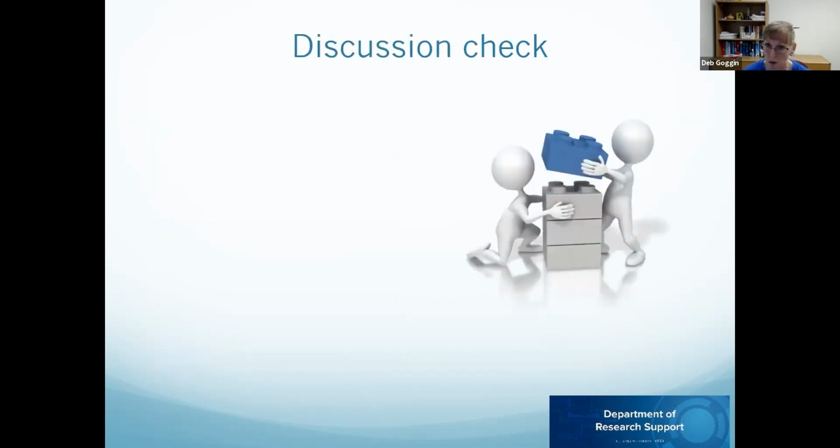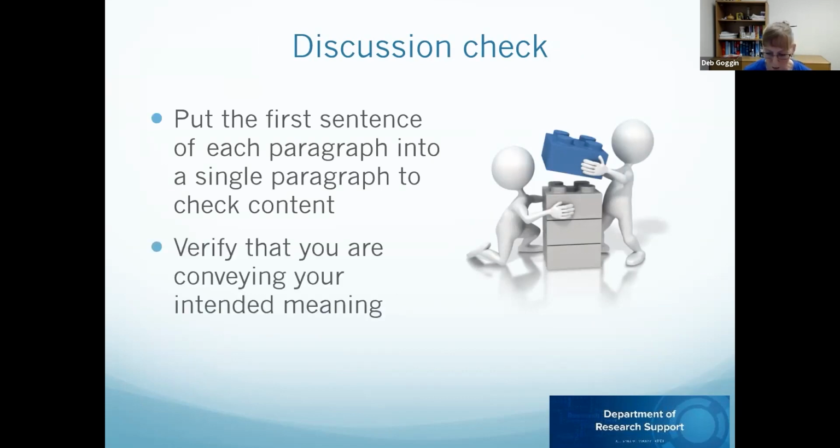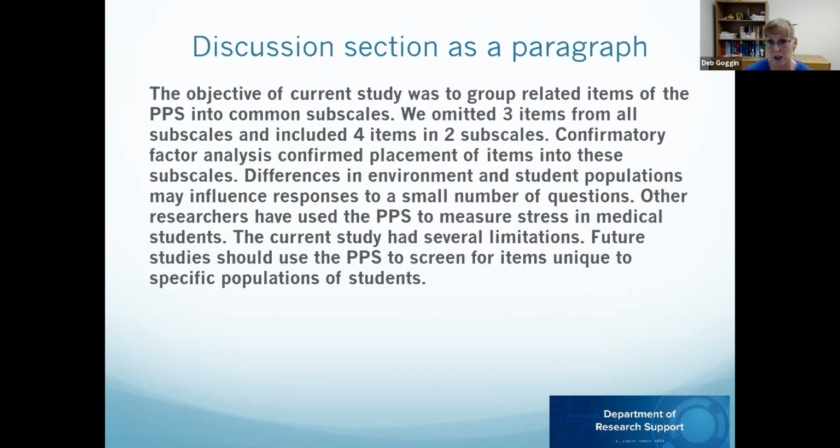So a simple technique to use with the discussion section is what I call a discussion check, where you put the first sentence of each paragraph into a single paragraph to check that you have cohesive content. That way you verify that you're conveying the intended meaning of the discussion section of that conversation. So let's look at an example of a discussion section as a paragraph. Now this is just an example, where I took the first sentence of every paragraph. And I'm just going to read this really quick so you can see what it would sound like. And then you would know what the discussion section is going to talk about.